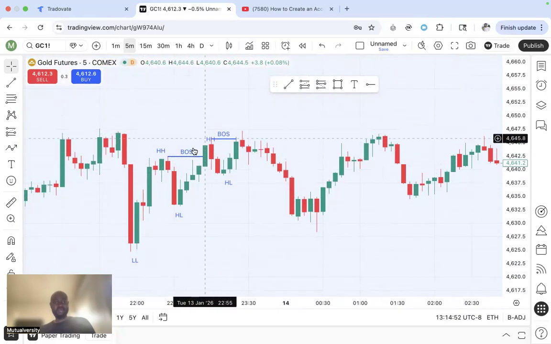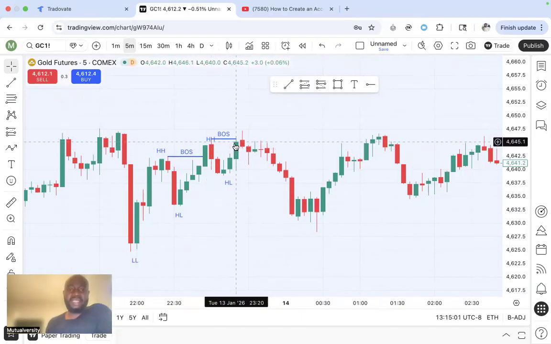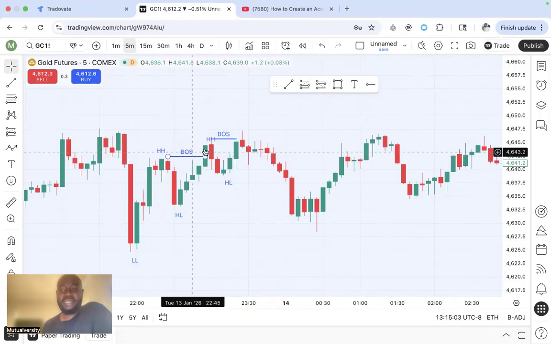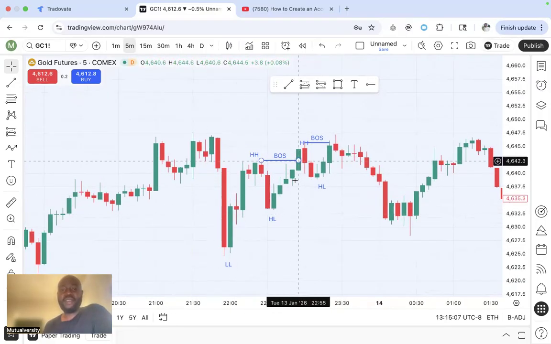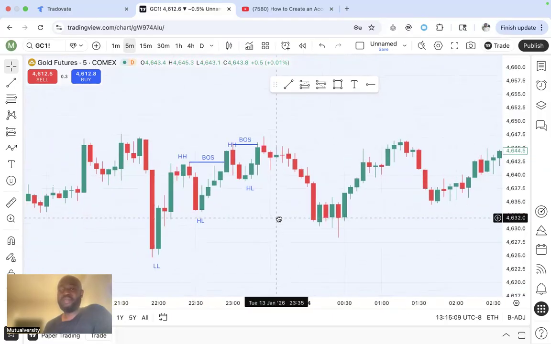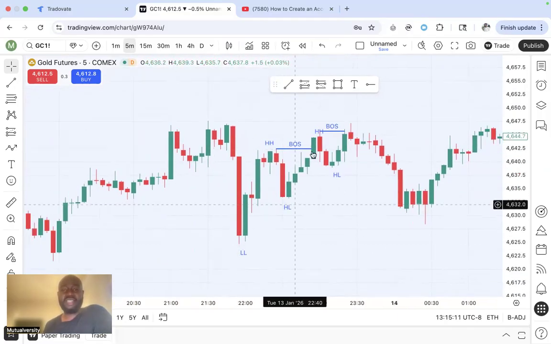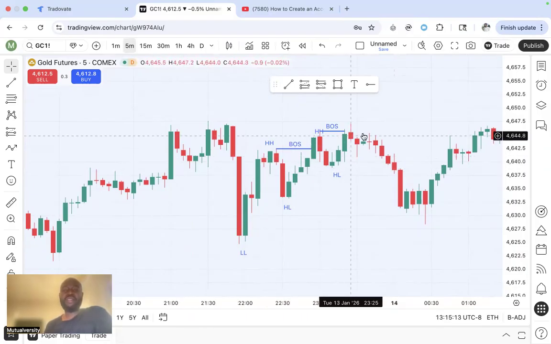So it comes, breaks it, comes down, and comes and breaks the most recent higher high again. It confirms the break of structure, you mark that. So in your own time, practice finding break of structures within random places of the chart. Find the trend, then find the break of structures.